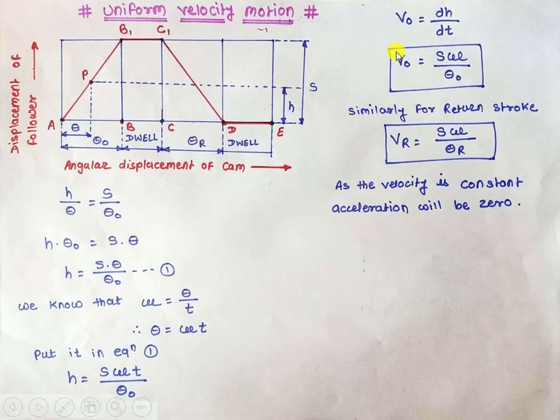Now I want to calculate the maximum velocity during the outstroke. So this is the displacement of the follower during the outstroke. If I differentiate this equation, I will get the maximum velocity. So velocity during outstroke can be calculated as dh upon dt. So we will get VO is equal to s omega divided by theta O. Similarly, for return stroke, VR is equal to s omega upon theta r. As the velocity is constant, acceleration will be 0.